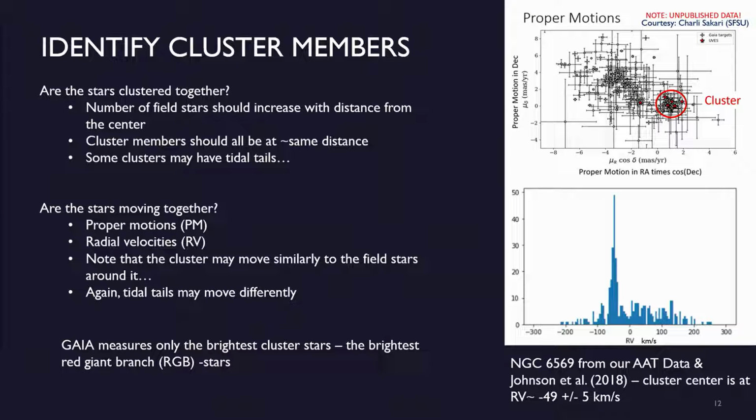And are the stars moving together? Their proper motions and radial velocities should all be similar to each other. The cluster may move similar to field stars around it, which is another reason why it's really important to separate them. And the tidal tails may move differently because they are not the same shape as the cluster. And this is, again, important to determine because Gaia only picks up the brightest ones, so we need to know which ones are part of the cluster.